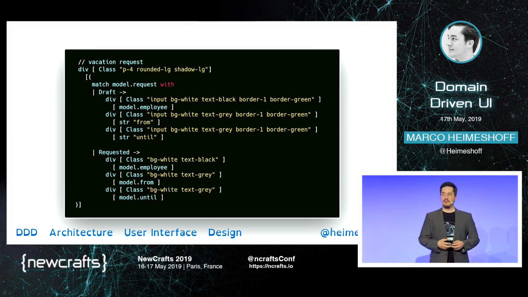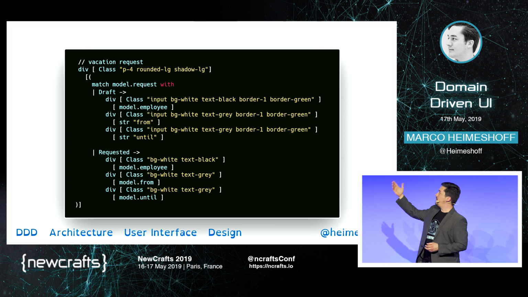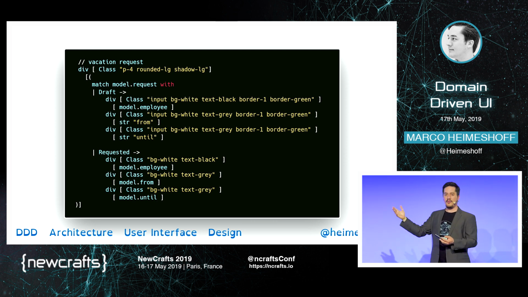It's just a few lines of code. And I have a div that is kind of like a rounded shape with a padding of 4 and a shadow.